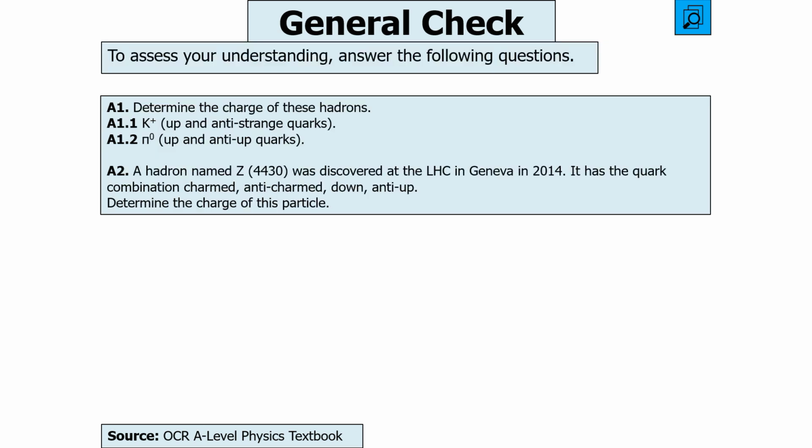The next question says, determine the charge of the following hadrons: the kaon positive and the pion 0, or the neutral pion. Then the second question is, a hadron named Z was discovered in the Large Hadron Collider in Geneva in 2014. It has the quark combination charm, anti-charm, down and anti-up. So determine the charge of this particle. So pause the video now, then unpause the video when you want to go through your answers.